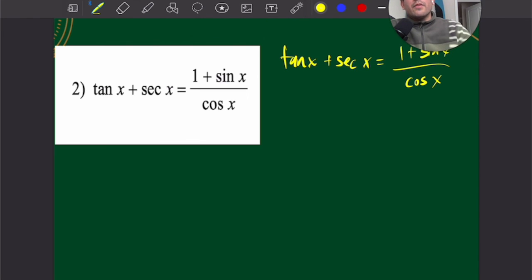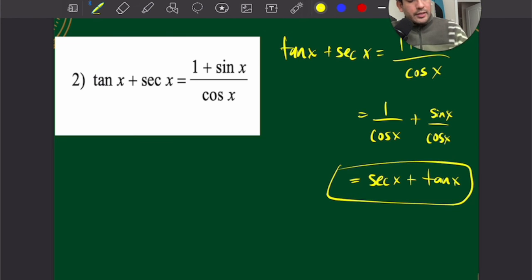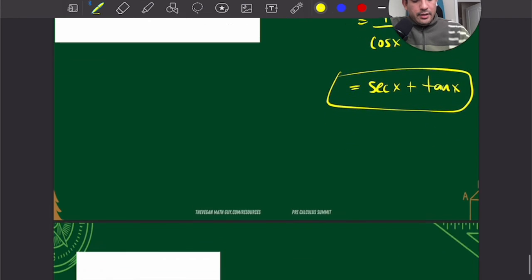All right. On the right side, if you notice, we have only one value in the denominator. So it's kind of cool when that happens, because what you can do is separate these things: 1 over cosine x plus sine x over cosine x. Look how easy that was, because now hopefully we can recognize that the right side, 1 over cosine is secant, plus sine over cosine is going to be tangent. And we have proven that the right side is equal to the left side. That one was really, really easy.